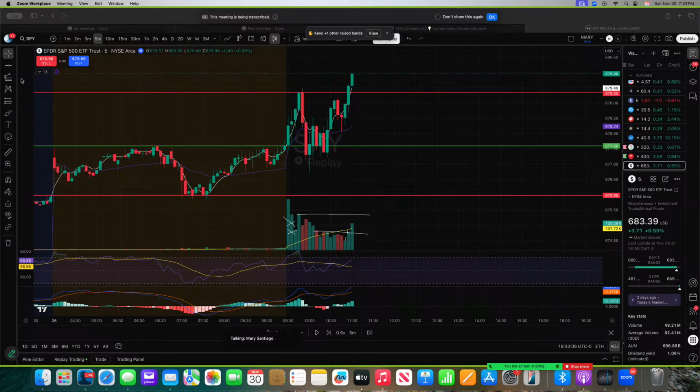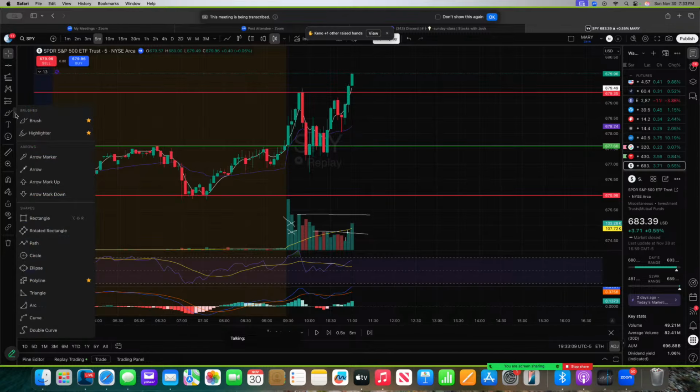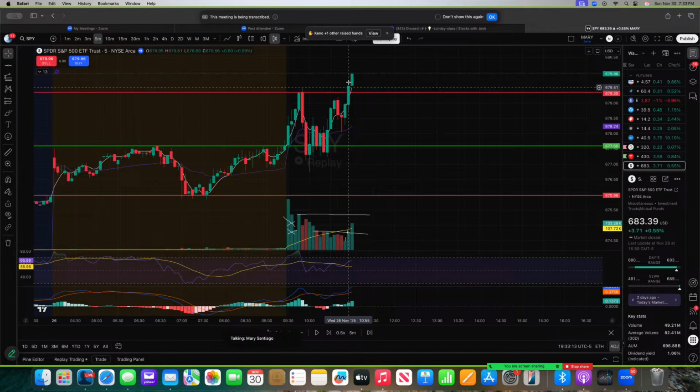Why is that? It's just giving you more of a confirmation, a break and retest. It gives you a short pullback. To those people who miss it, maybe they could enter here, right?